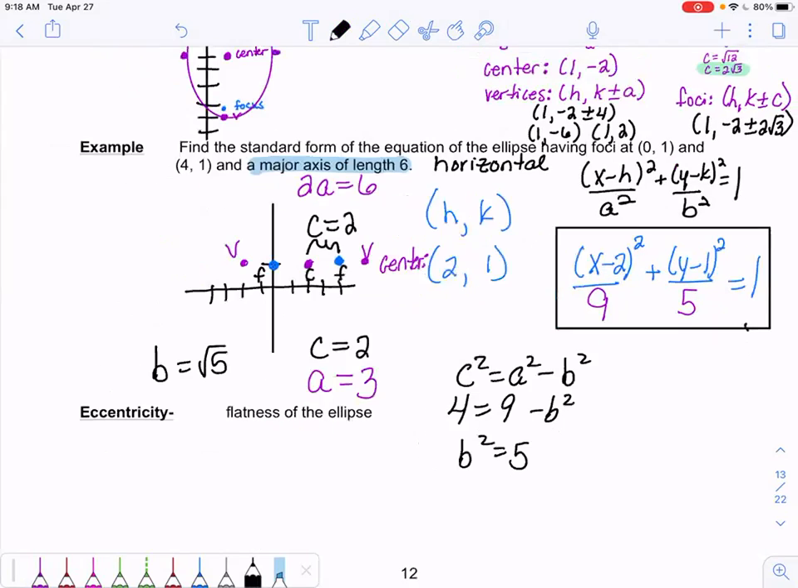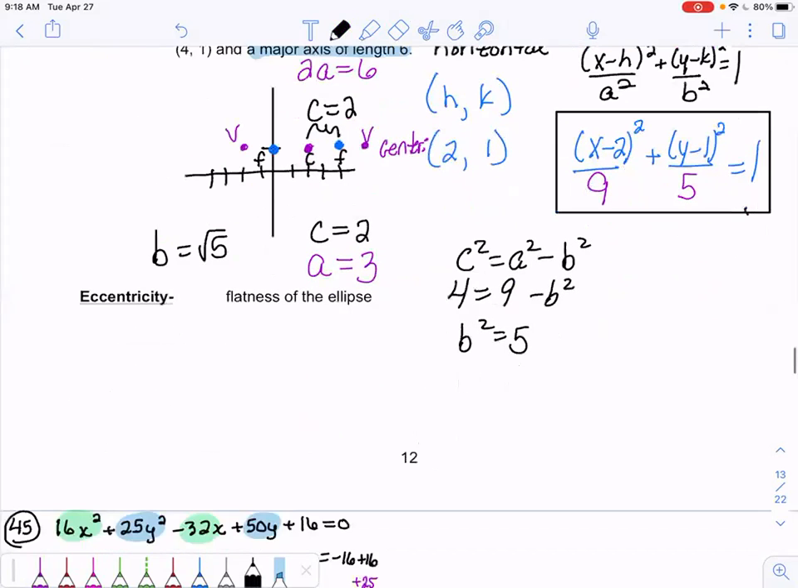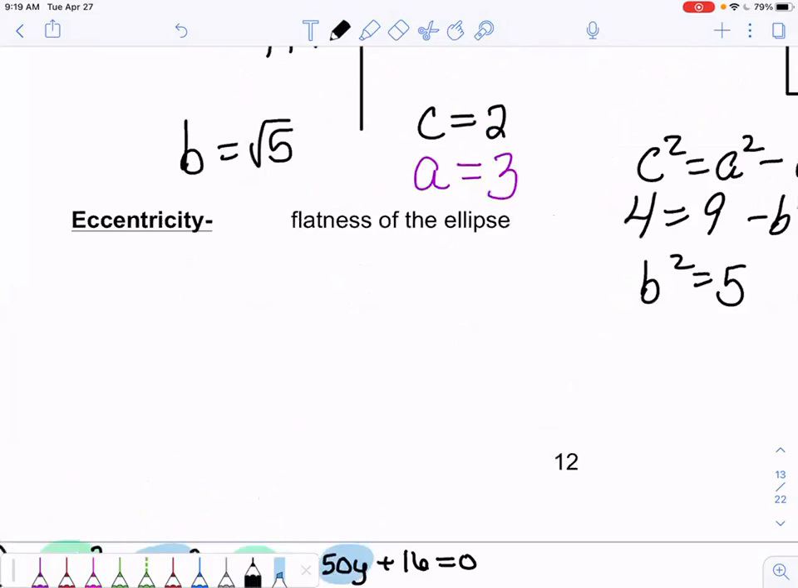So the very last thing that we're going to define here is eccentricity. And it says the eccentricity is the flatness of the ellipse. So how narrow is it, or is it more circular? Does it look almost like a circle? And I believe one of the questions from last night, number 41, was more circular looking than some of the other graphs. 37, 38, 39 were all long. Elongated would be a good word to use for that.